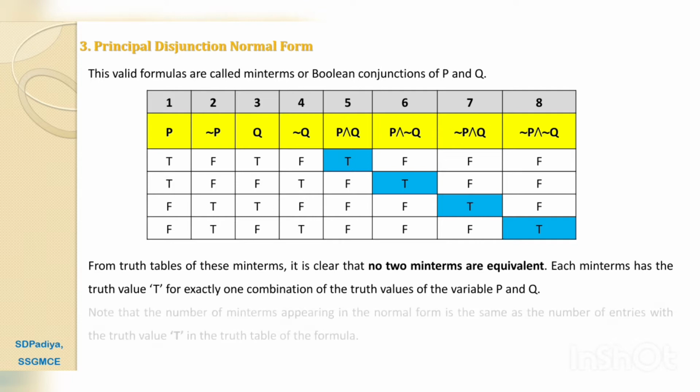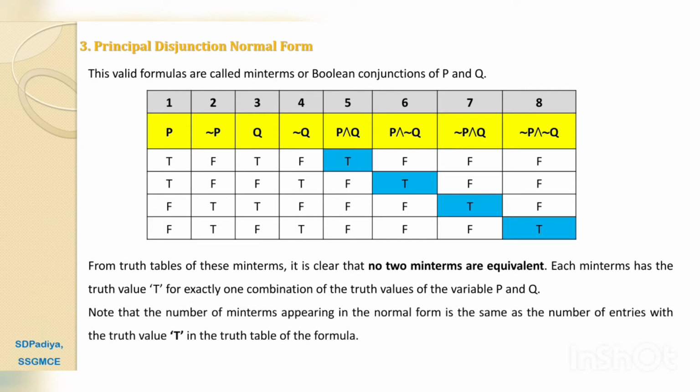We consider the min terms when the truth value is T. That's why note that the number of min terms appearing in the normal form is the same as the number of entries with the truth value T in the truth table of the formula. Means for this min term, when we have the truth value T, this entry we have to consider as a min term.